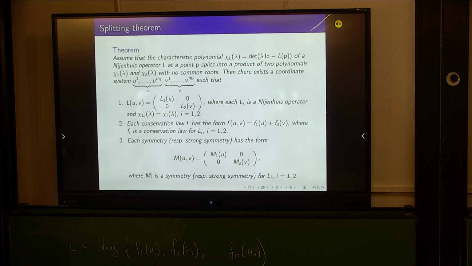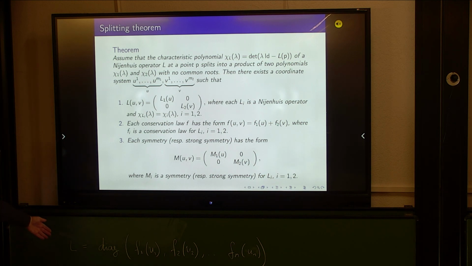So then the splitting theorem: everything splits into a direct product. A Nijenhuis operator is a direct product of two independent operators, the first depending on the first group of variables, the second on the second group of variables. Every conservation law is the sum of two conservation laws, the first relating to L1 and the second to L2, and the same for the symmetries. So symmetries also split in the most natural way. Good.